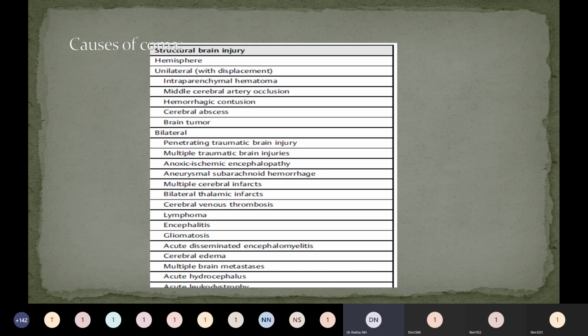This is a table mainly indicative of a structural brain injury. Brain injury can involve the hemisphere, and again it can be unilateral or bilateral. Unilateral, it can be a hematoma, an infarction, an intracranial hemorrhage, or an infectious etiology like an abscess or a space occupying lesion. Bilateral means there can be penetrating traumatic brain injury or multiple traumatic head injuries.